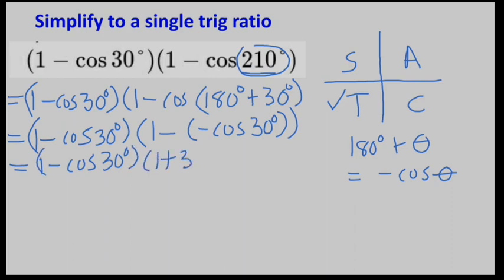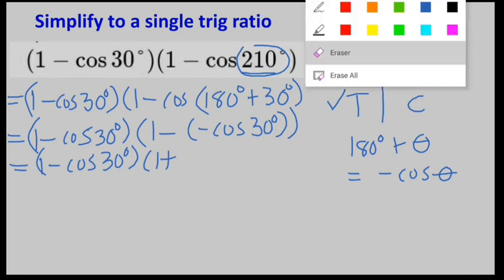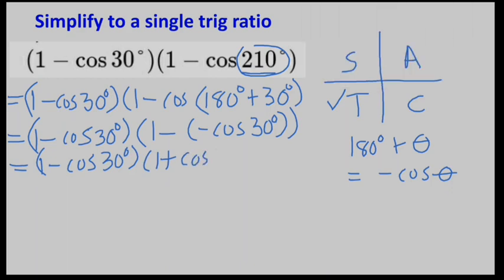times 1 plus cos of 30. Multiplying out, this gives me 1 minus cos squared of 30 degrees.